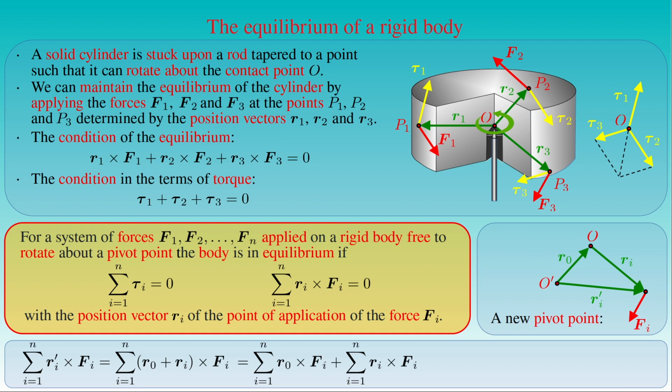Since the vector R0 does not depend on the index i, it can be factored out in the first sum. Then we obtain the cross product of the vector R0 and the net force F acting on the body, defined by the vector sum of the forces Fi for all i from 1 to n. This result shows that the net torque on a rigid body by a system of forces is only independent of the reference point if those forces result in zero net force.